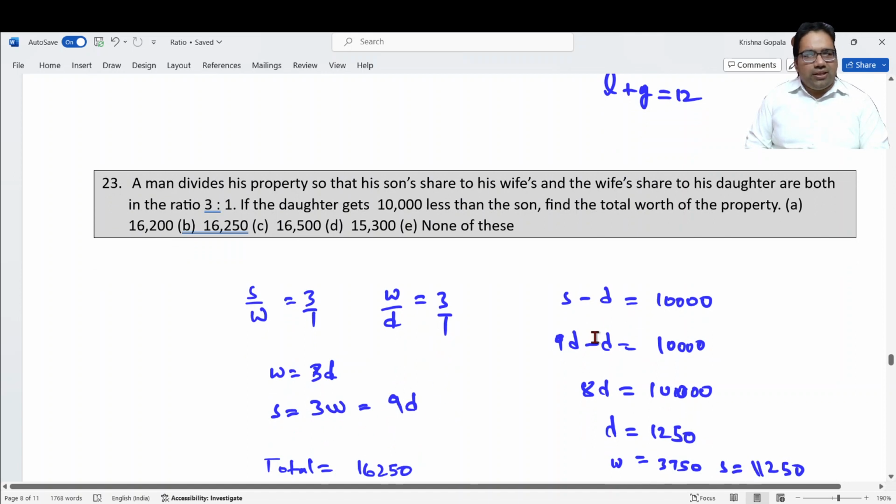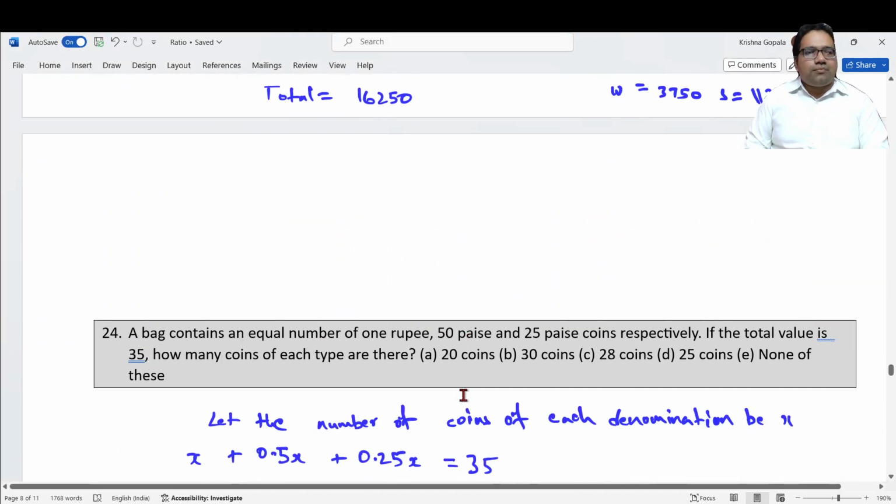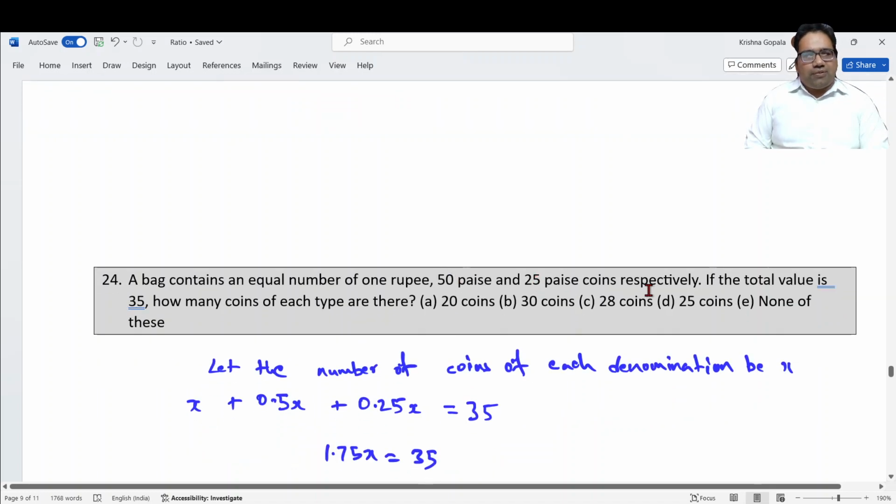Let's substitute son equal to 9D in this equation. 9D minus D is equal to 10,000, 8D equal to 10,000, daughter's share is 1250. When daughter is 1250, what is wife? Wife equal to 1250 into 3, which is 3750. What is son? Son is equal to 3 into 3750, which is 11,250. What is the total? Total is this 11,250 plus wife 3750 plus daughter 1250, all put together 16,250. Right?